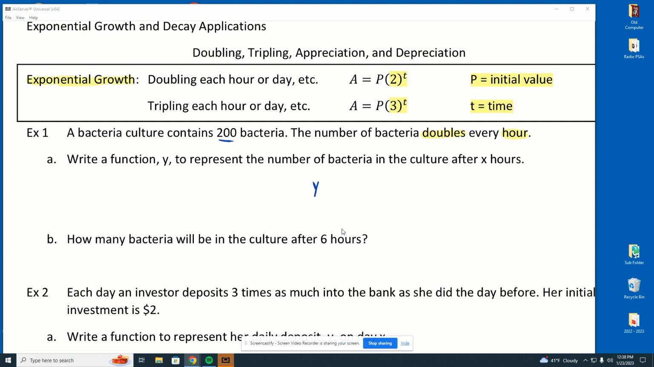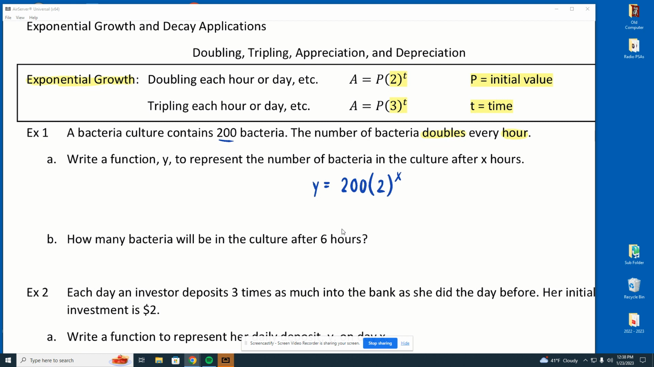Y equals, so we're replacing A with y, only because it told me to. And then my principal amount, y'all said, was 200 times, I'm doubling it, so 2 raised to the time, which they told me to call x hours. That's my equation. Now, listen, I don't think you guys would make this mistake, yet this mistake is made quite often, so please listen to me.